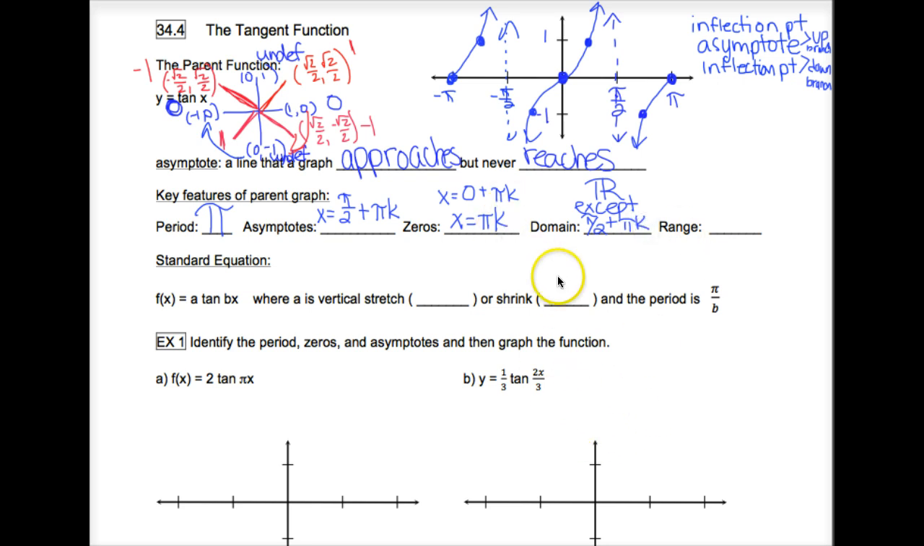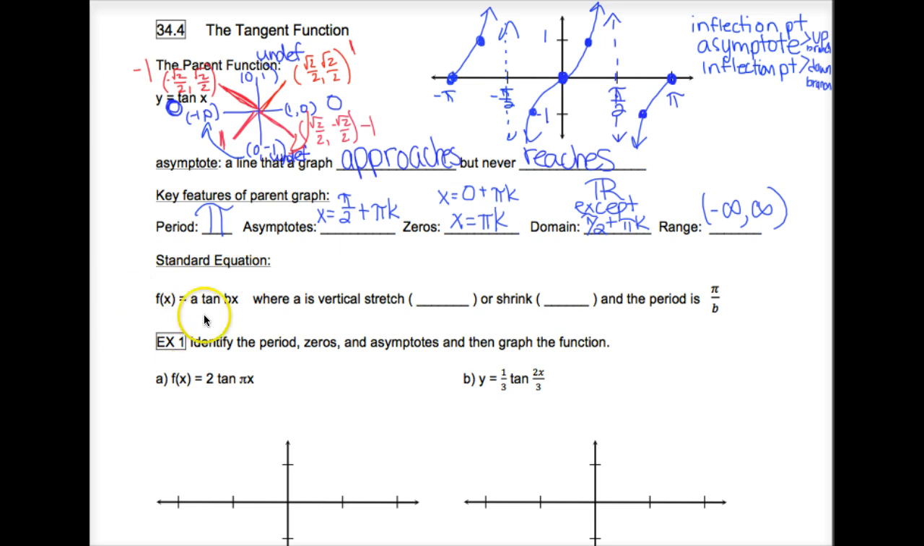The range. Lowest point on the graph, I can't find one because I've got arrows going down. So that means I start with -infinity because we look down. Then I look up and I see I've got arrows going up as well. So tangent range is -infinity to infinity, and its domain is special and restricted.